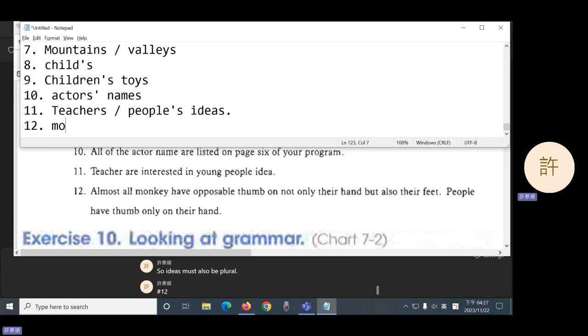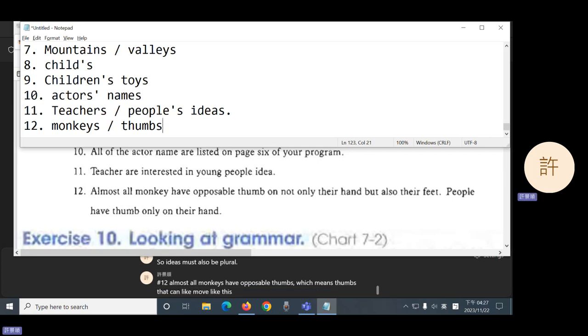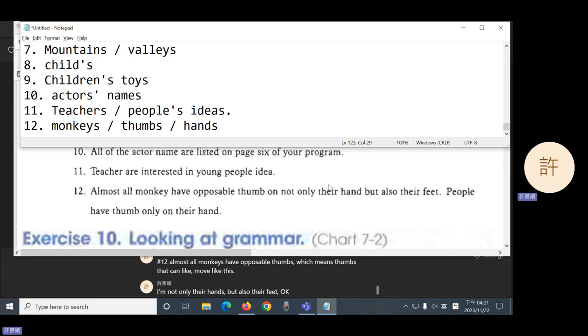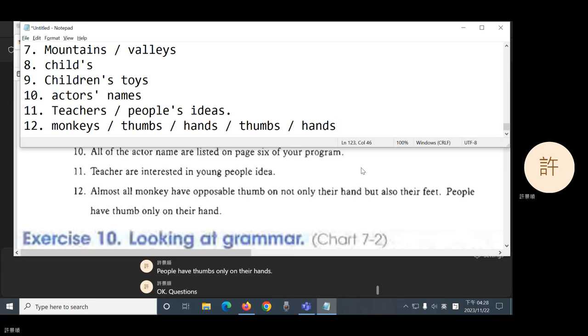Number 12, almost all monkeys have opposable thumbs, which means thumbs that can move like this, on not only their hands, but also their feet. Okay, you could say singular hand, but then you would also have to say singular foot. In this case, the prompt gives you feet, so it must be the plural hands. It's a parallel construction, 平行结构. People have thumbs only on their hands. Okay, questions? Great.